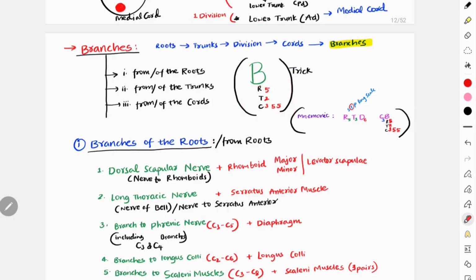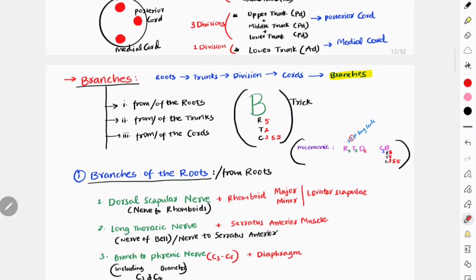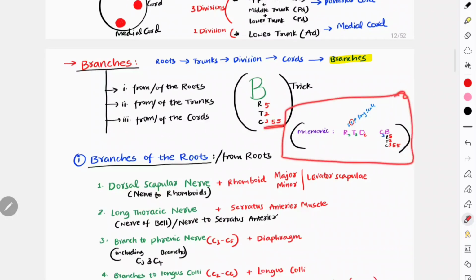In all brachial plexus diagrams, they will give only MARMU: musculocutaneous, axillary, radial, median, and ulnar. Those are the main, important nerves. But there are many branches arising from the roots, trunks, and cords. So you should write every branch of the brachial plexus: 5 branches arising from the roots, 2 branches arising from the trunks, and 3, 5, and 5 arising from the cords. What cords? Lateral cord, posterior cord, and medial cord. 3, 5, 5. So that's why this mnemonic came.